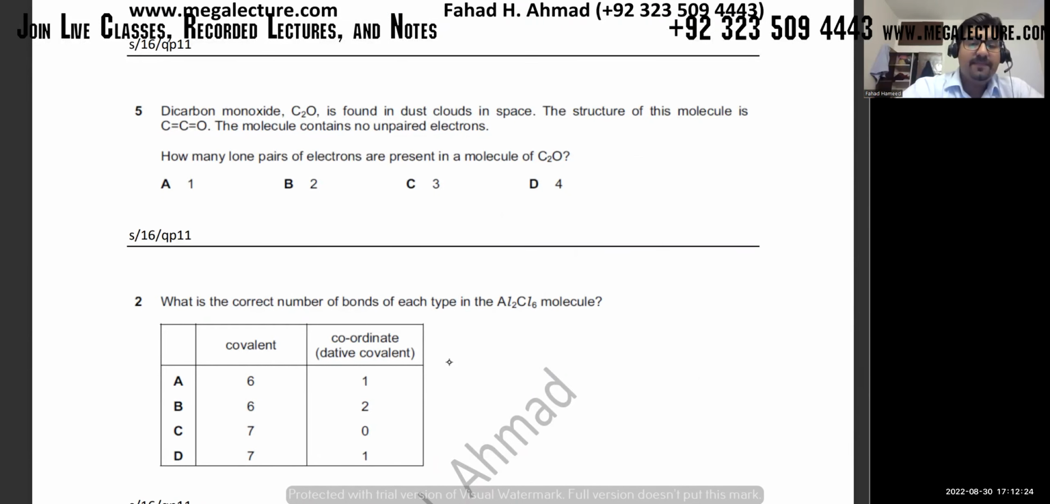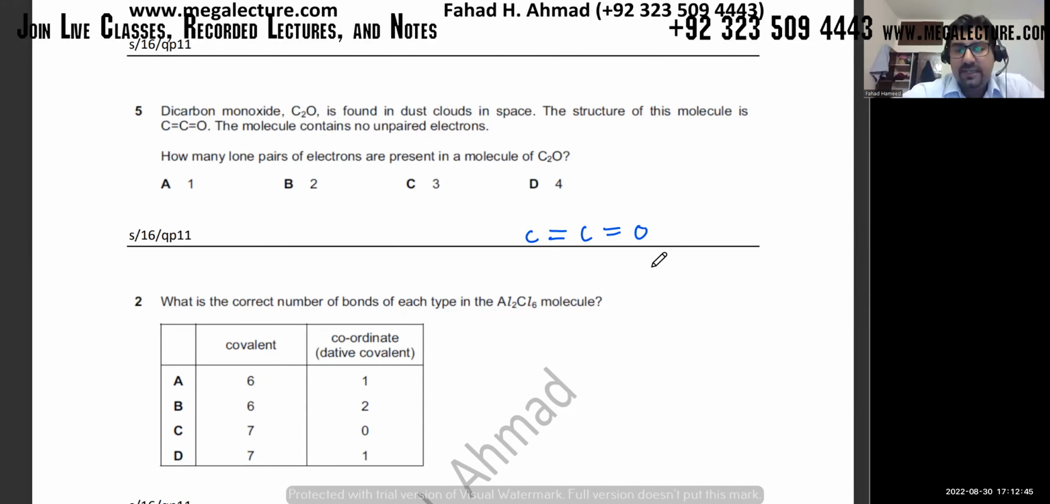Let's do this. He's saying that this is the structure of C2O. It's C double bond C double bond O. So C double bond O and there's a double bond C. I just need to count the lone pairs. He's saying how many lone pairs of electrons are present in the molecule.